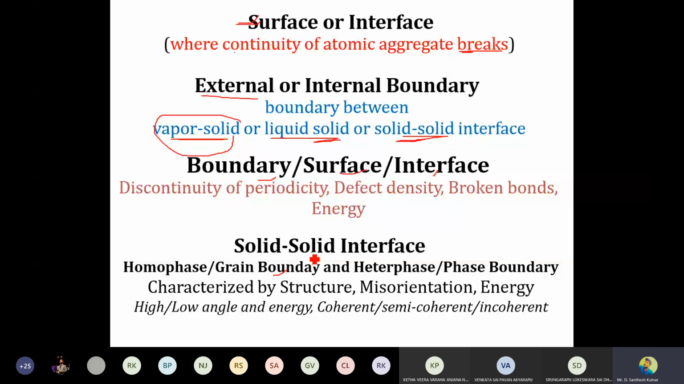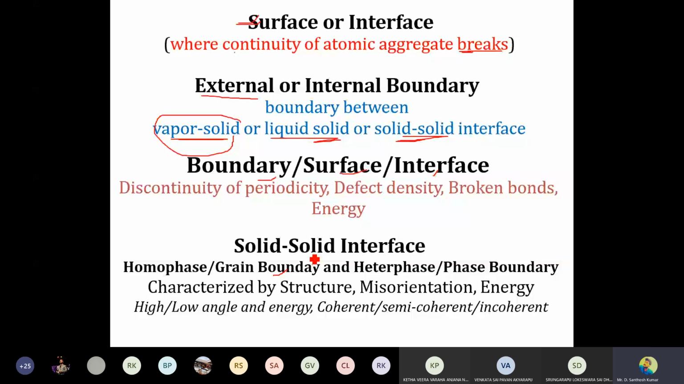So I think at your secondary level we will talk about microstructure analysis in your metallurgy laboratory. There is a grain boundary. So what is a grain boundary? There is a small boundary between two phases, and the two phases are solid. That's why the solid-solid interface is called a homophase or grain boundary. Because there is another thing, that is the heterophase, or we call it the phase boundary. So phase boundary is different and grain boundary is different. The boundary between two grains is one thing, and another is the boundary between two phases.